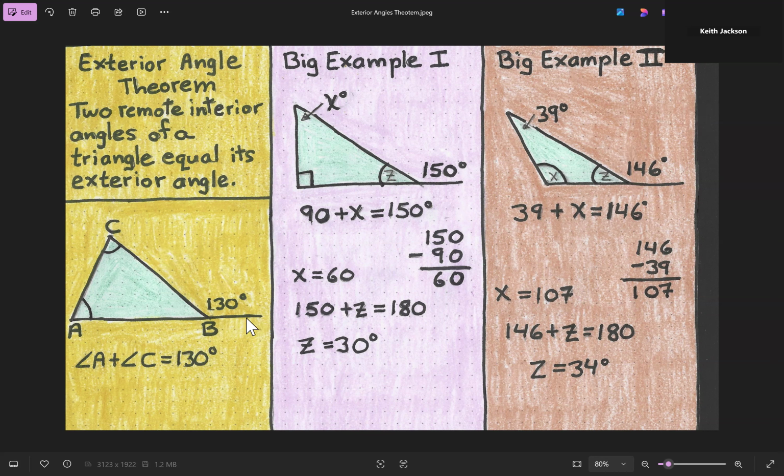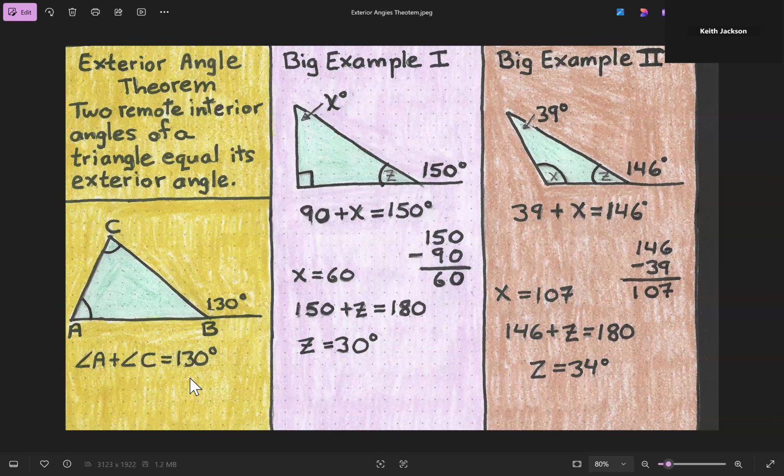All it's saying is this: that 130 degrees right here, which is the exterior angle, is equal to the measure of angle A plus the measure of angle C. These two angles combined will equal 130 degrees, and so we can write it like this. The measure of angle A plus the measure of angle C is equal to 130 degrees.